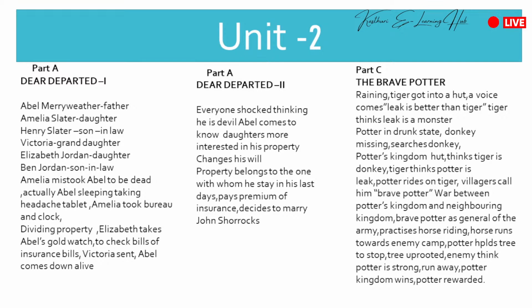So he made three decisions. One is to change the will. Will means the property, to whom it will belong. They need to write it, so that in that paper he has told that the property of Abel will belong to those with whom he stays, in the last moment. Second is to pay the premium of the insurance. And the third one is to marry John Shorrocks. So ultimately the property would belong to John Shorrocks. This is what the story is all about.